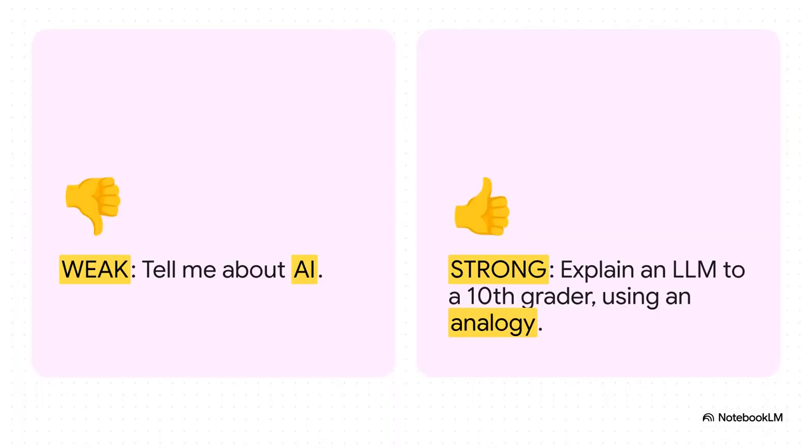Let's make this crystal clear with an example. The weak prompt, tell me about AI. I mean, what is the AI supposed to do with that? It's a total shot in the dark. But now, look at the strong prompt. Explain the concept of a large language model to a 10th grade student. Use an analogy and keep it under 100 words. See the difference? It's night and day. You've given it a role, an audience, specific instructions. You're basically giving it a GPS route directly to the high-quality answer you're looking for.